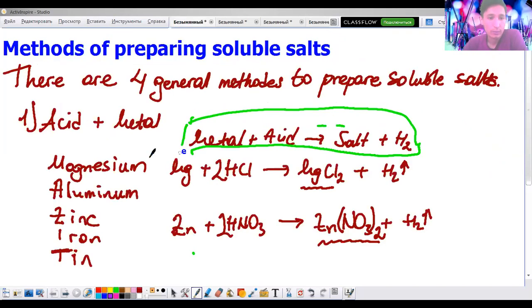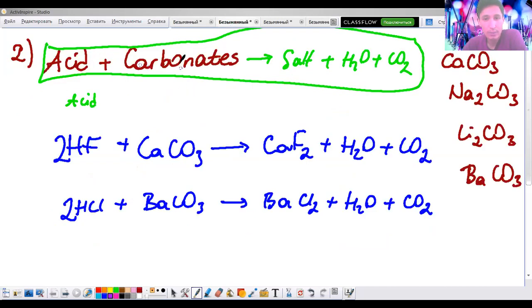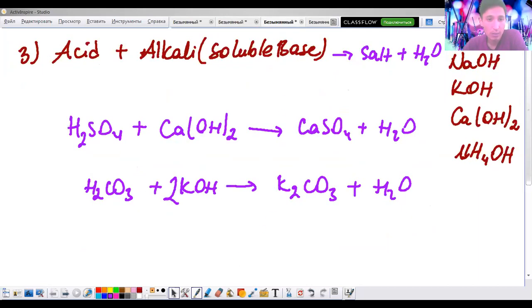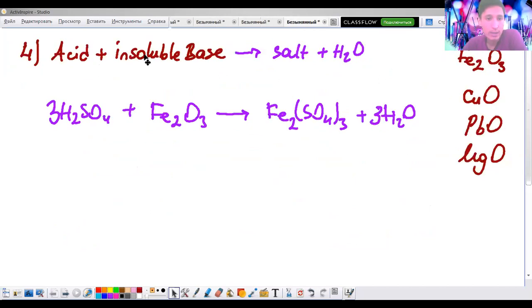Let's review very quickly. The first one was acid plus metal, and acid plus metal produce salt and hydrogen gas. The second one was acid plus carbonate. It produced salt, water, carbon dioxide. And the last two produce just salt and water: acid plus soluble base produce salt and water, and acid plus insoluble base produce salt and water.